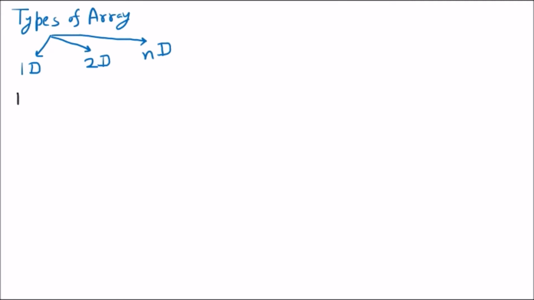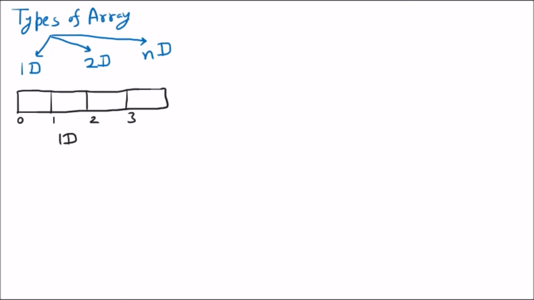Whenever we store data in memory in sequence like this, let us suppose that there are a few blocks in the memory, and here we know that it is 0, 1, 2, 3, meaning 4 blocks are there and they are in sequence. So this is called a one dimension array.